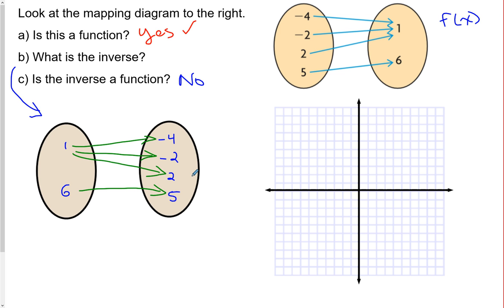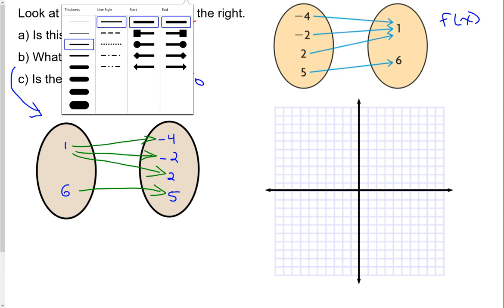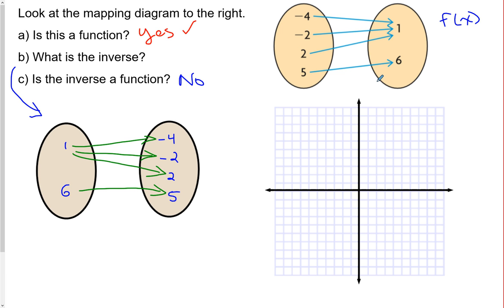Let's see what this looks like when we graph it. We'll be able to do the vertical line test as well, right, to see what it looks like. So let's graph, first of all, f of x. I'll do this one in blue. So we've got -4 and 1. 2, 3, 4, and 1 is right there. We've got -2 and 1. We've got +2 and 1. And we've got 5 and 6. Okay, so there. Those are my points for my first function, f of x.